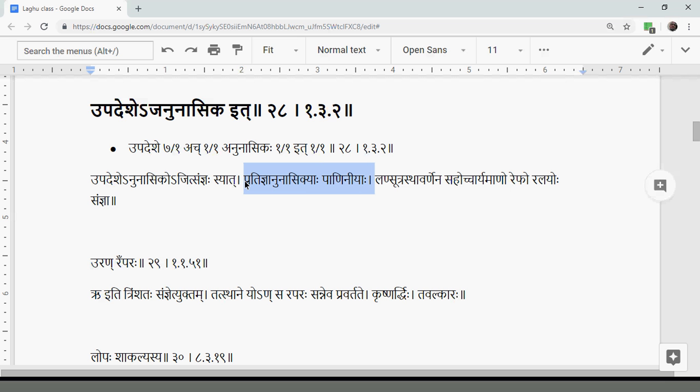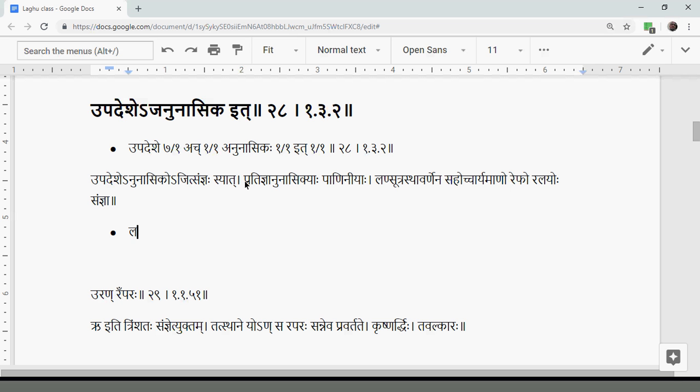So that is what he is saying, that pratijnya anunasikyaha paniniya. In the sutra Lan you may not see the anunasika akara, but it is anunasika, and you know it only through the teaching sampradaya. That's what pratijnya anunasikyaha paniniyaha means. And he explains that lan sutrastha avarnena saha uchcharyamanaha repha ralayoho sanya. And thereby he brings in the avarna which is there in the lan sutra.